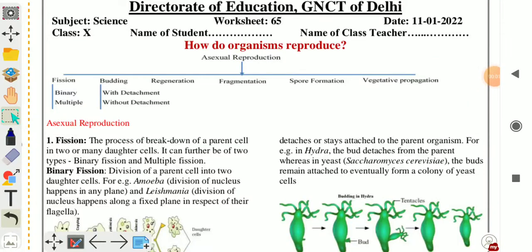Welcome children. Today's worksheet number 65. How do organisms reproduce? In this worksheet we will learn about asexual reproduction.